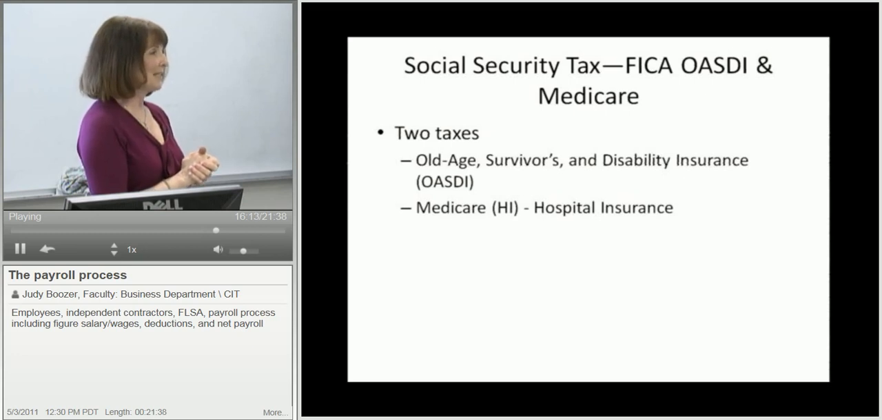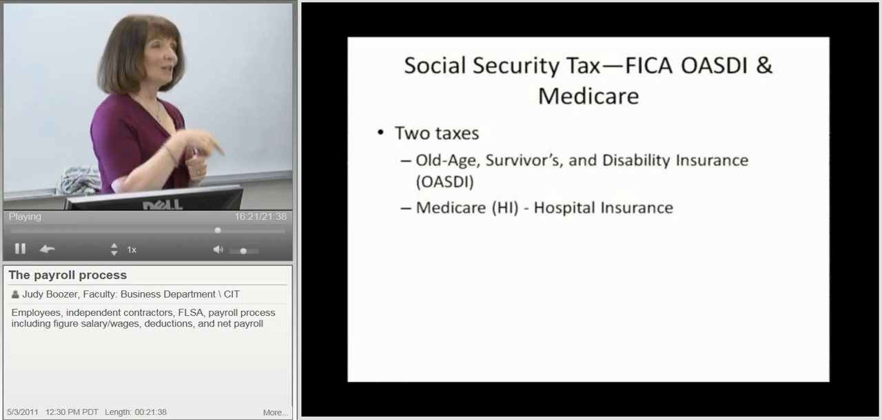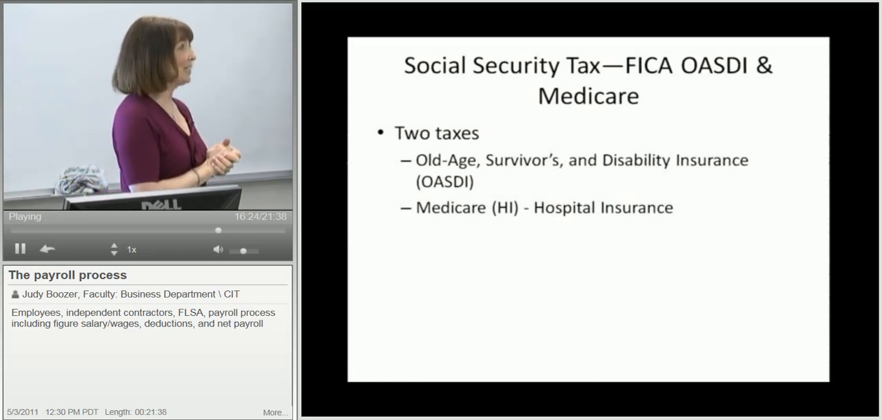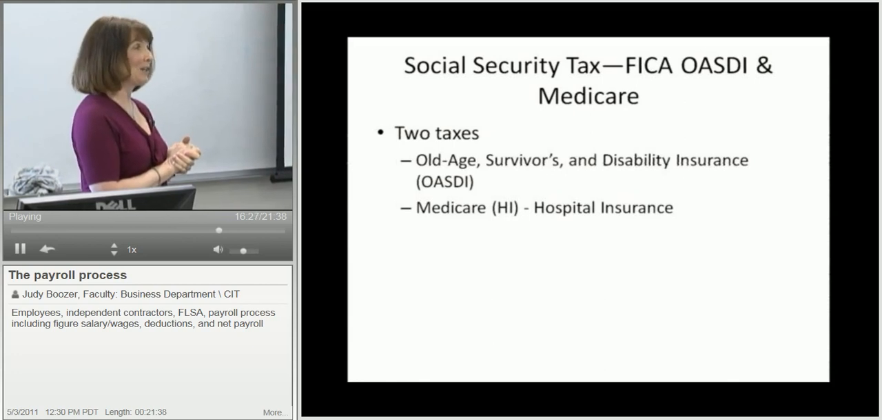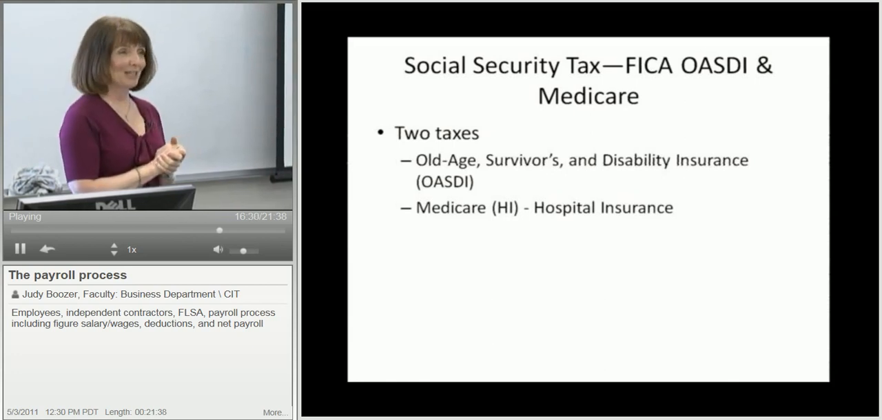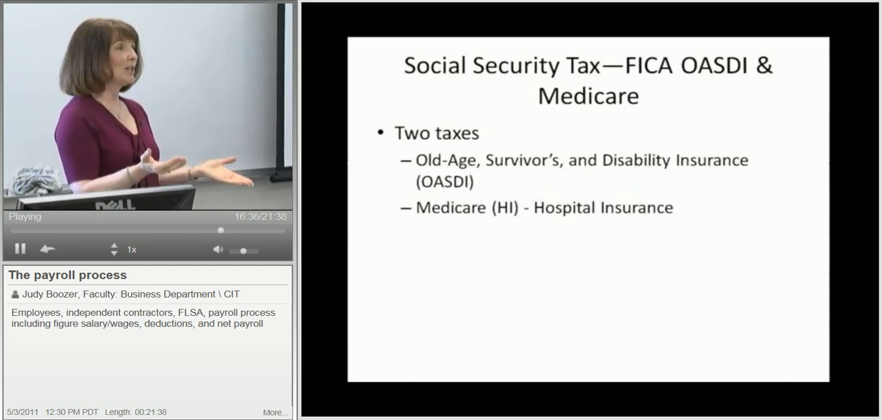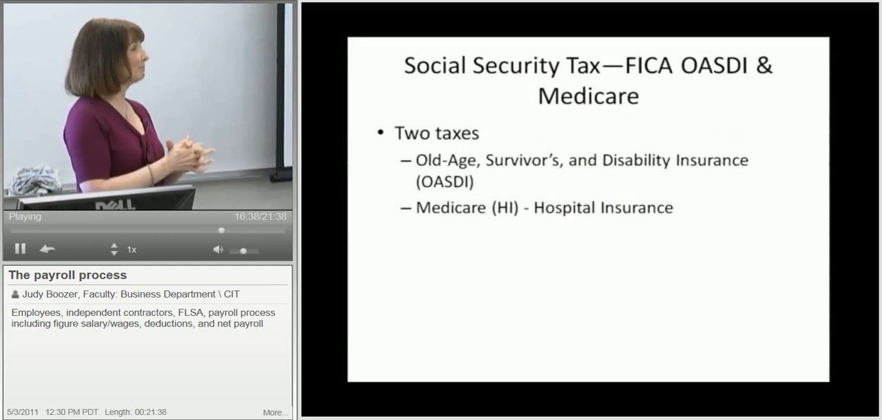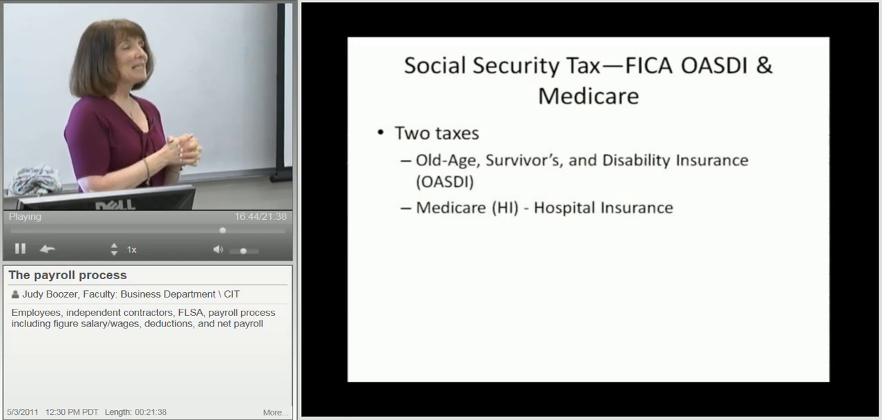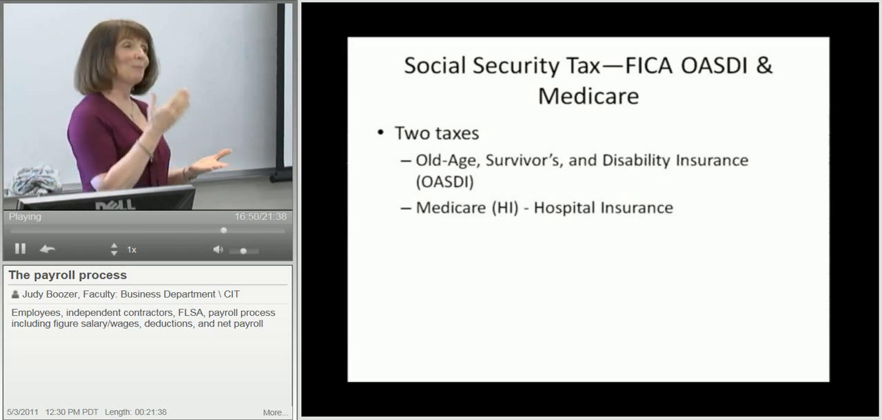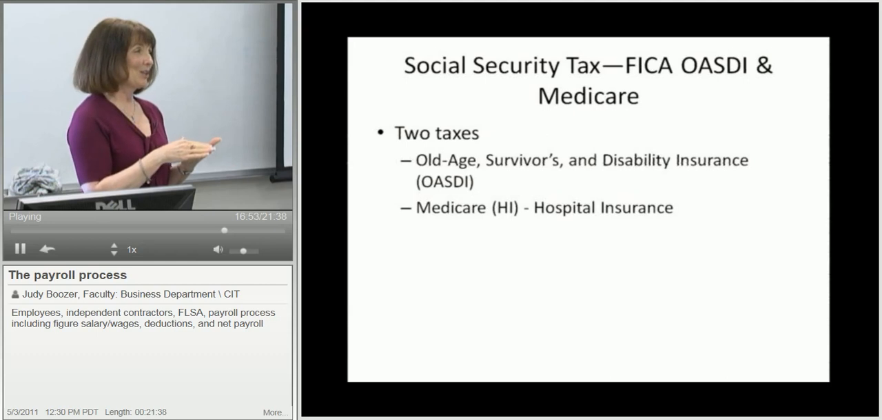Now, there is a limit. Once you reach earnings of, according to the book, $102,000, but in real life, $106,800, you no longer have to pay for that year into OASDI or Social Security. So think about it. Once you make over $106,800 a year, then you stop paying into Social Security. Some people question that because the people that make a lot are only paying up to a certain amount. So they question how fair that is.